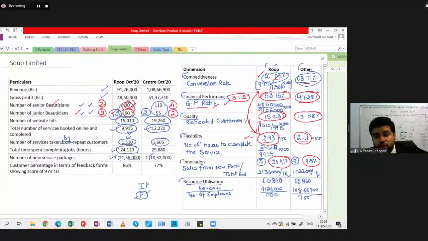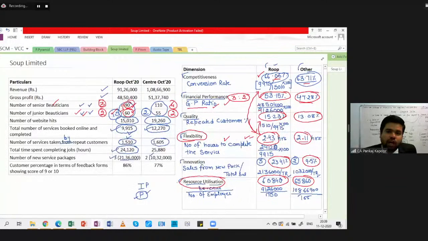Further, the resource utilization. The revenue per employee is less, and the major reason for that may be what? It has junior employees, number one. Number two, it takes more time. It may be possible that Roop is providing a thorough or comprehensive job. So two features go against Roop, which are flexibility and resource utilization. And the major reason for both is what? The ratio of the beauticians. Okay, so this you need to mention.